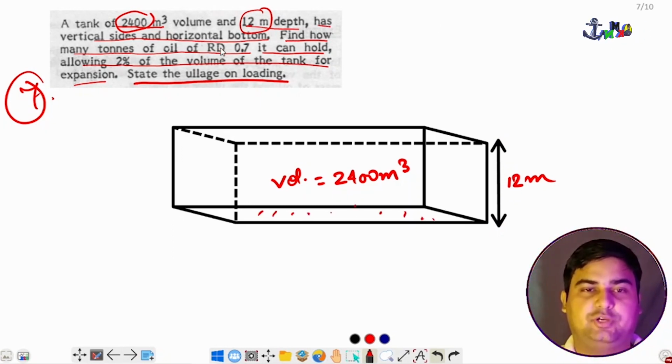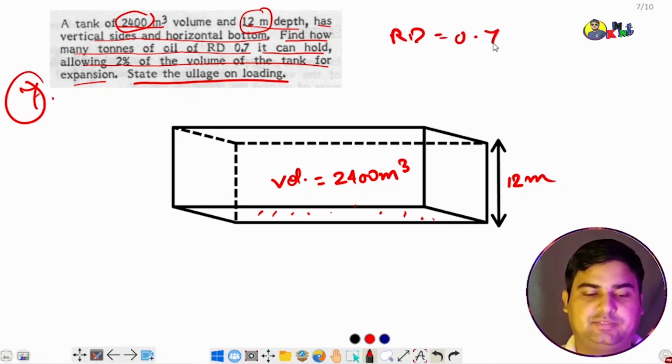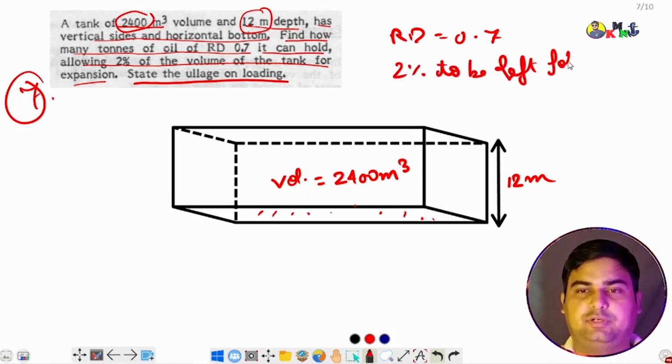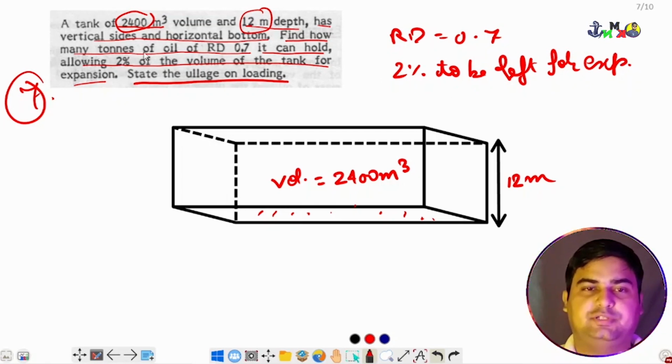Find how many tons of oil of RD. So RD is given, that is 0.7, and it has given that 2% to be left for expansion. That is 2% of the volume of the tank. This we need to read correctly.